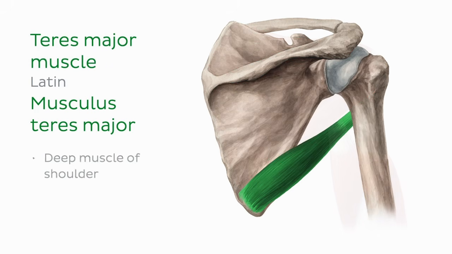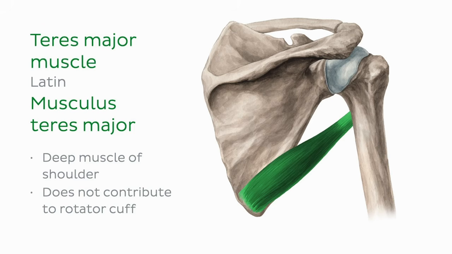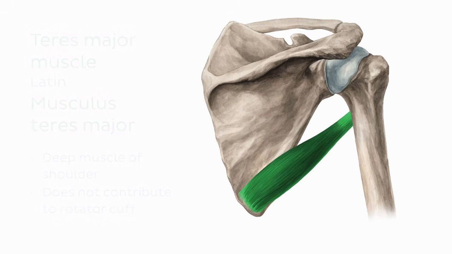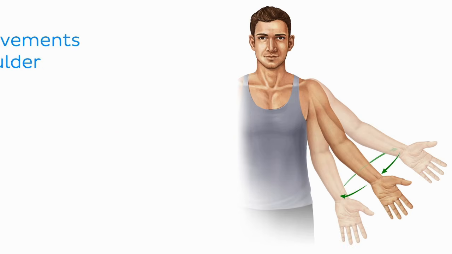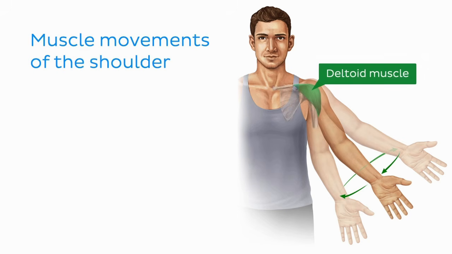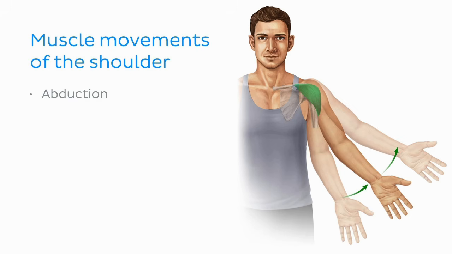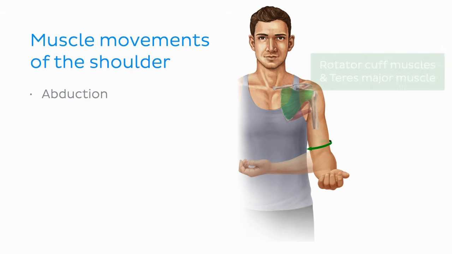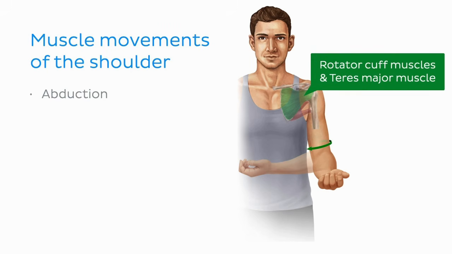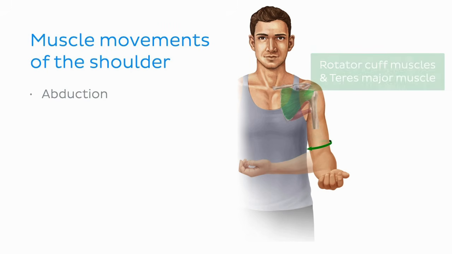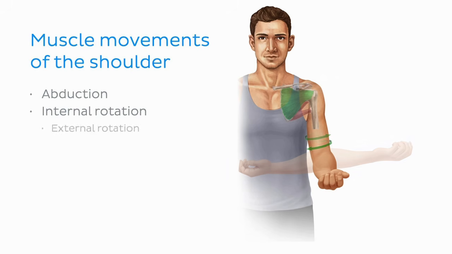Teres major is one of the deep muscles of the shoulder. It inserts a little lower on the shaft of the humerus and therefore does not contribute to the tendinous rotator cuff. Let's take a look at the movements that occur when some of the main muscles of the shoulder contract. The large deltoid muscle is the major abductor of the arm at the shoulder joint. It moves the arm away from the midline of the body. The deep muscles of the shoulder, the rotator cuff muscles and the teres major, are responsible for its rotational movements. They work together to internally and externally rotate the arm at the shoulder joint.